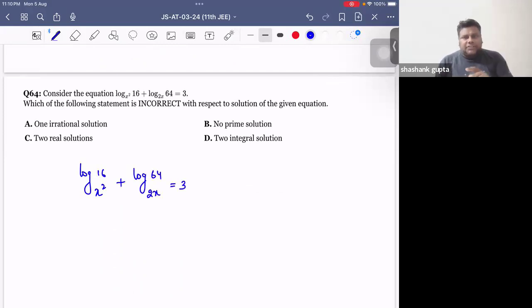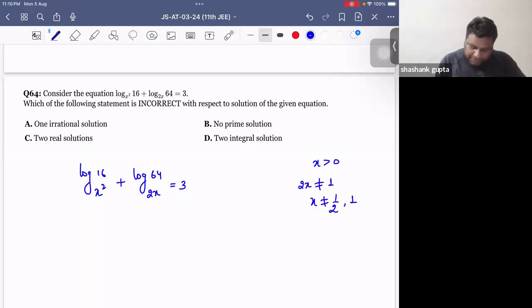See, a few things which we can notice from the question are, first of all, x will be greater than 0 because 2x is the base. So the base has to be positive. Second, 2x should not be 1, meaning x cannot be 1 by 2. And being positive, x square also cannot be 1, so x should not be 1. So these are a few conditions. Now I'll break this question over base 2.